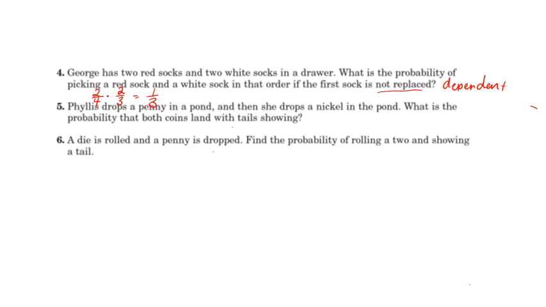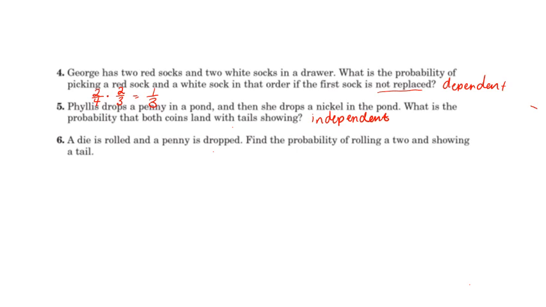Phyllis drops a penny in the pond. Then she drops a nickel in the pond. What is the probability that both land on tails? These are independent because throwing the penny has no effect on the nickel. So if I get heads on the penny, I still can get heads or tails on the nickel. It's not affected at all.